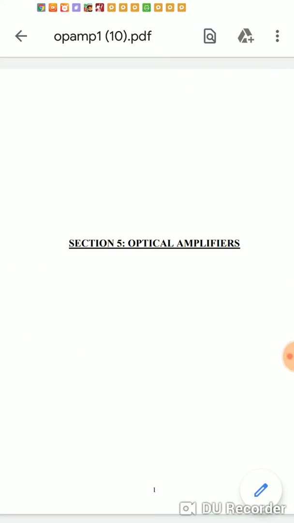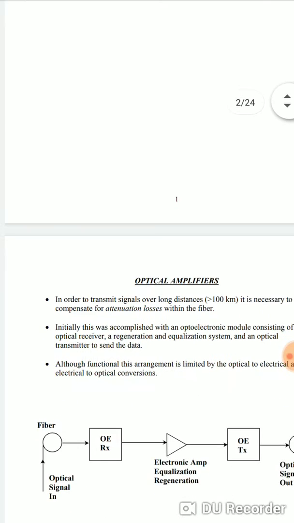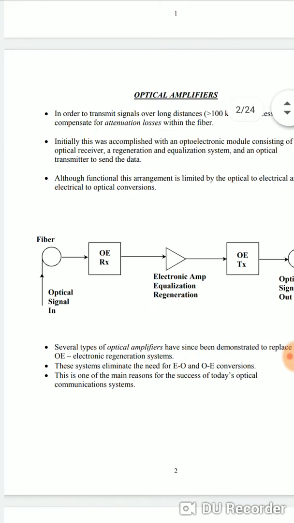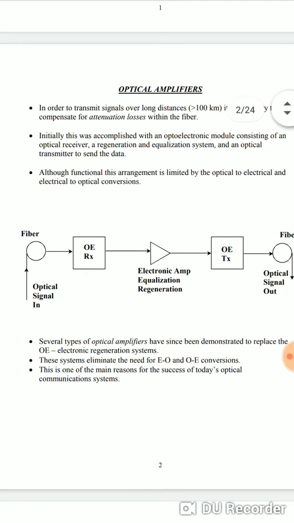Hello friends, today we are going to see the basic concept of optical amplifier, that is the important point of chapter number 5. The basic concept of an amplifier is that it is used to increase the strength of any signal. That is the basic function of an amplifier. In the case of an electrical signal, we use amplifiers to increase the strength of the current. Whatever input current is given, its strength is increased and we get the amplified signal at the output.